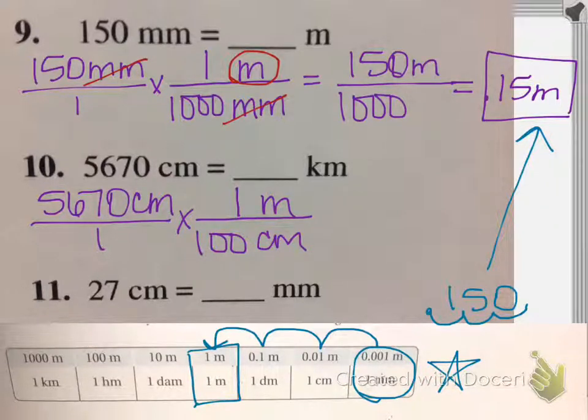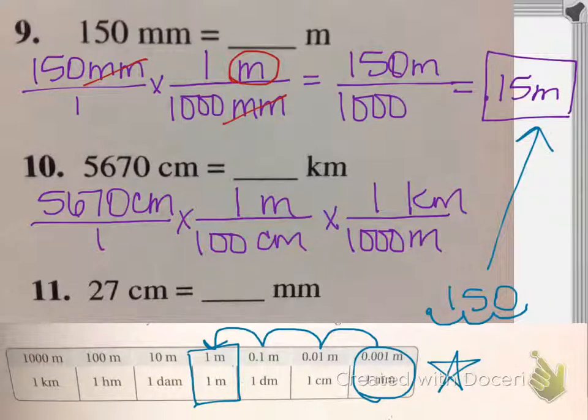Now because I don't have my final unit yet, I need to actually multiply by another conversion. So this time I've got to put meters on the bottom. Well, I know that there is a conversion, and I can use my prefixes to help me between meters and kilometers. I know that 1 kilometer is 1,000 meters. So now when I look at my conversions in my units, I have centimeters that cancel, I have meters that cancel, and I have kilometers left, which is what I want to get when I'm all done with this.